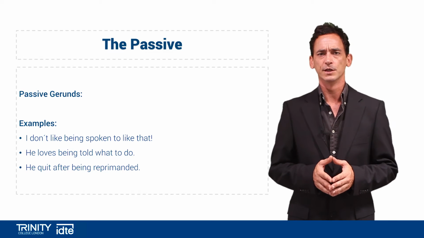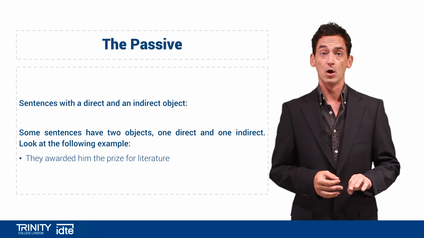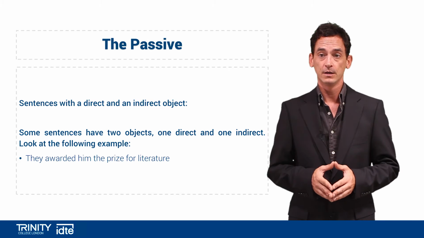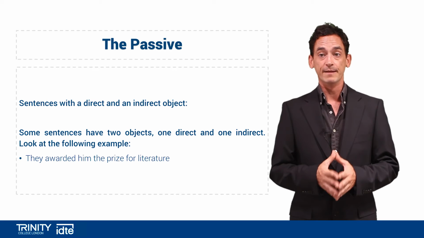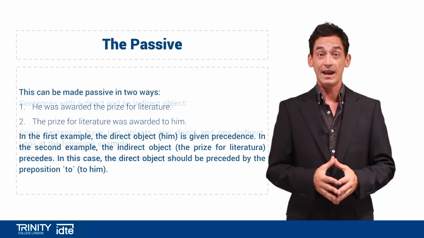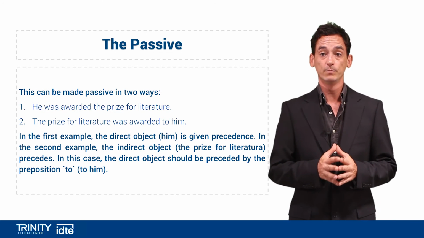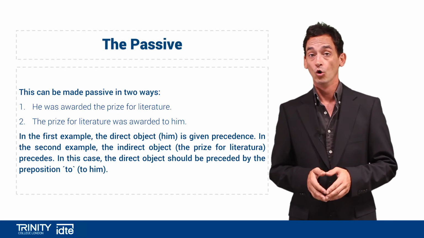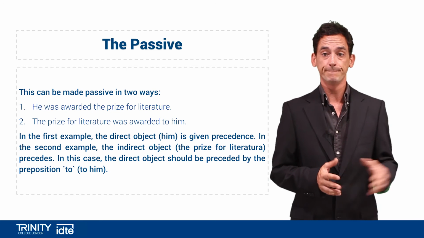The last thing to consider with passive sentences are sentences that have both a direct and an indirect object. So, they awarded him the prize for literature. That's an active sentence, and it can be made passive in two different ways. First of all, he was awarded the prize for literature, or the prize for literature was awarded to him.